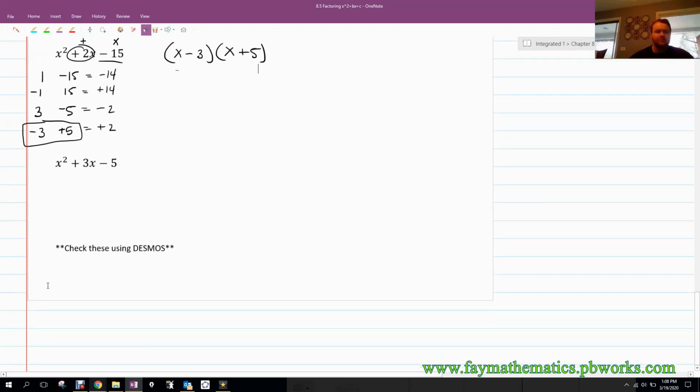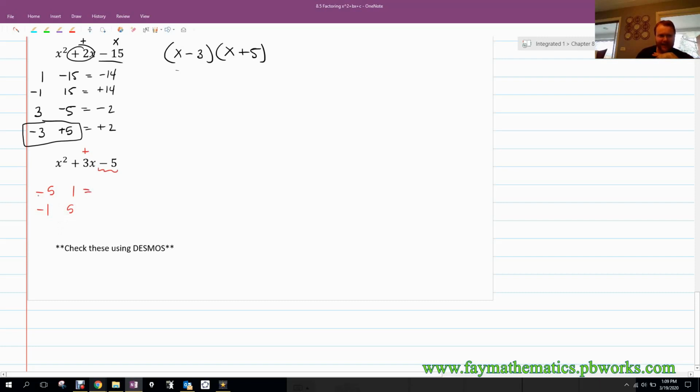Jump down to the last one. Okay, we get negative 5. The two numbers are multiplied together to give me negative 5 and add to give me positive 3. So negative 5 is kind of an odd number, and it is odd, but it's also prime. So negative 1 and 5, and then negative 5 and positive 1, and then negative 1 and positive 5. Those are my only sets of factors here that would work.